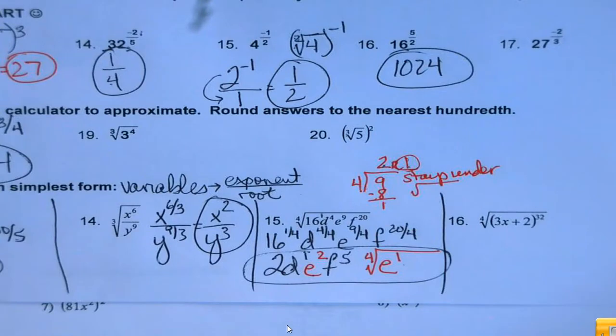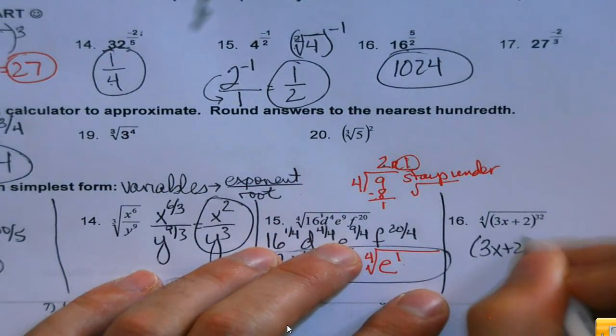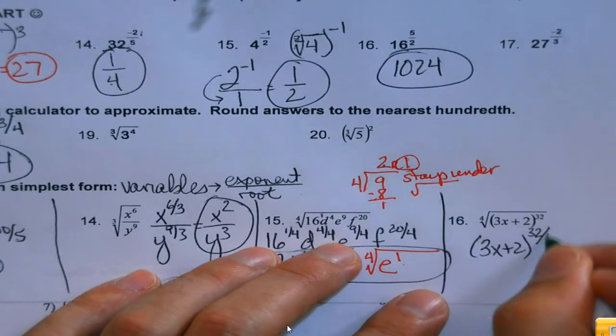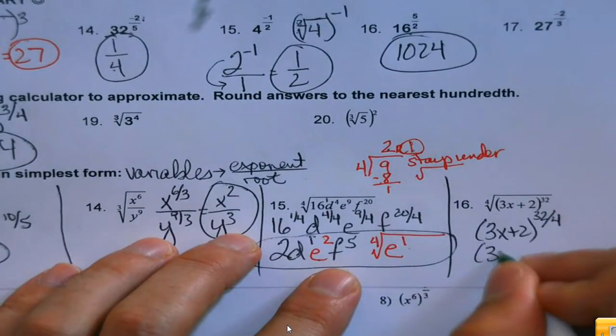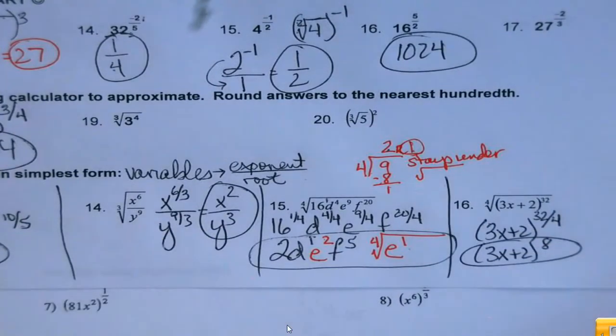So our last one, a little twist again, we've got parentheses. Do I have to distribute the 32? No. We're going to leave that in the parentheses, and I'm going to do exponent over root. And again, luckily here for me, 4 goes evenly into 32. It goes in 8 times.